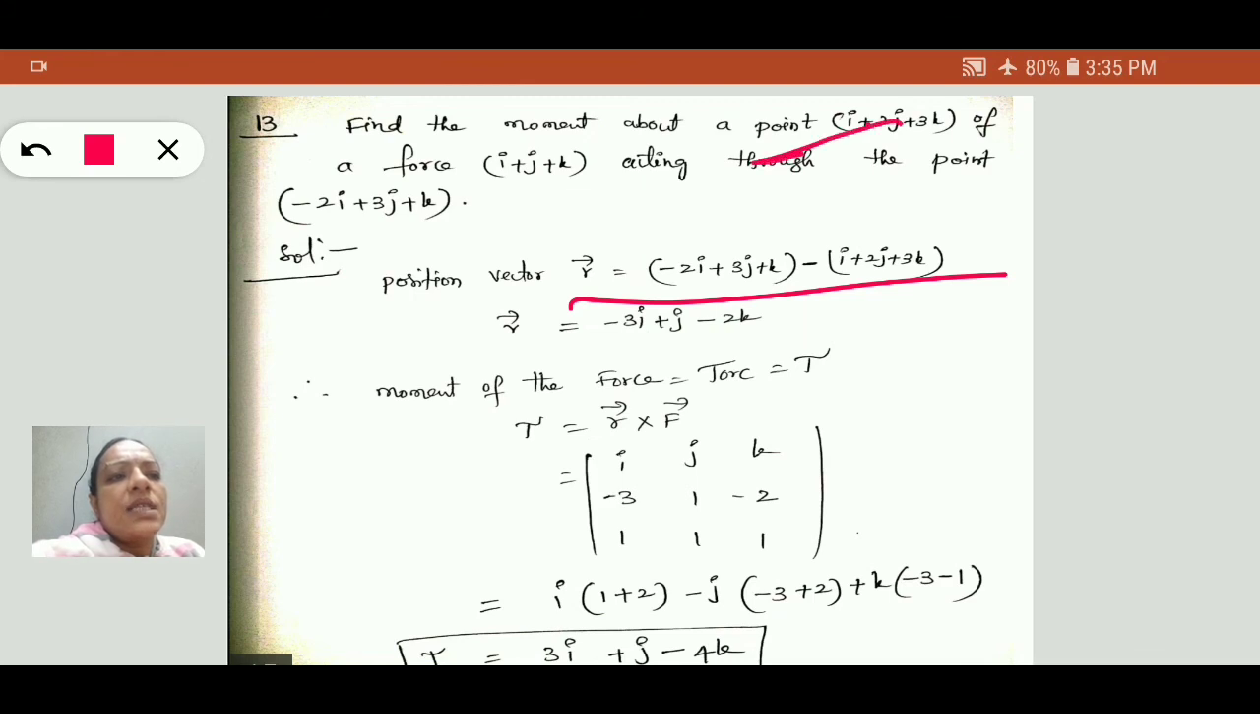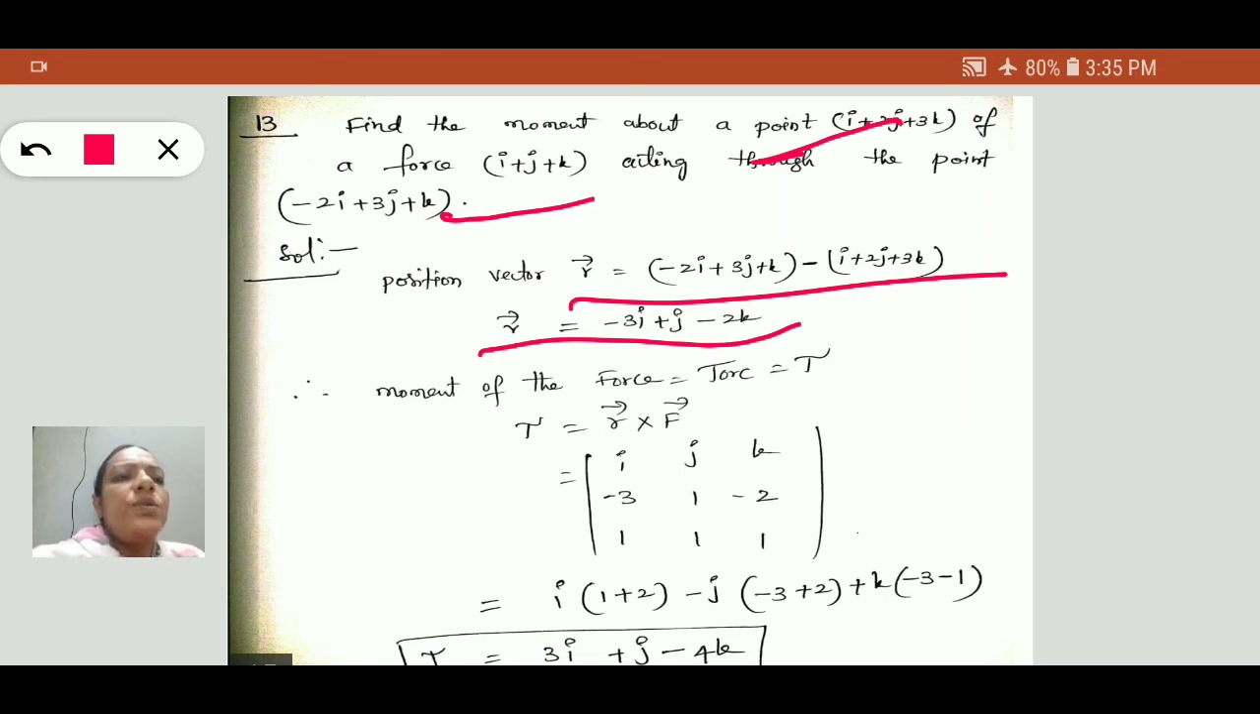We have to subtract this vector from this: minus 2i plus 3j plus k. So the position vector r is calculated as minus 2i plus 3j plus k minus (i plus 2j plus 3k). By subtracting, we get the r vector equal to minus 3i plus j minus 2k. Here, what is he asking?